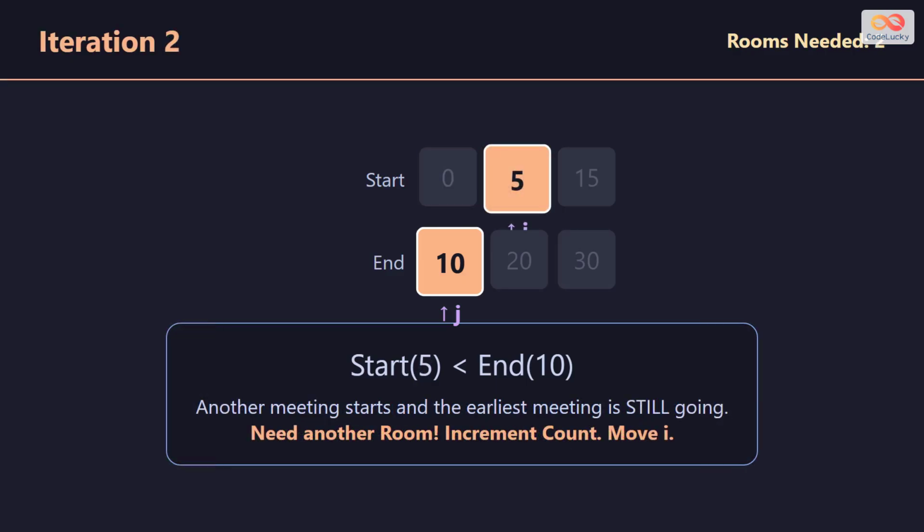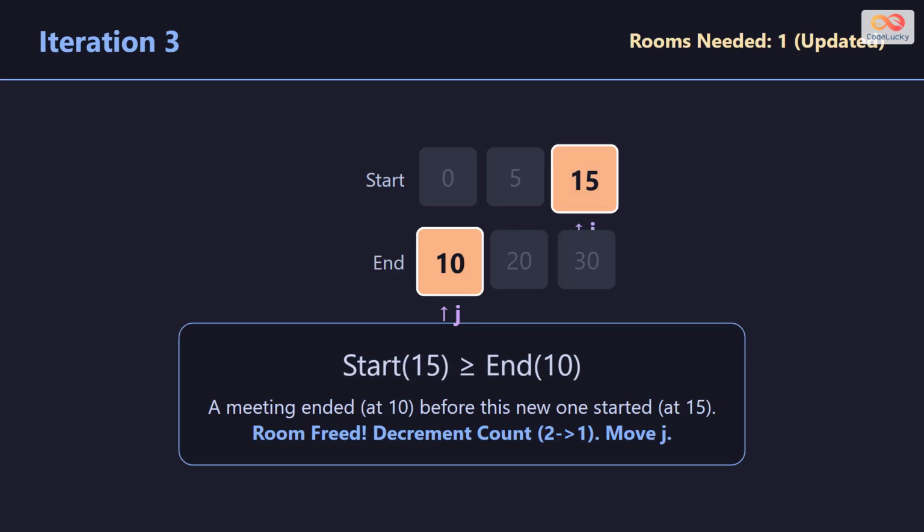Next, we look at the next start time, which is 5. We compare it to the current end time, 10. 5 is still less than 10. That means another meeting has started, and the previous earliest ending meeting hasn't finished yet. We increment our room count to 2 and move the start pointer again.